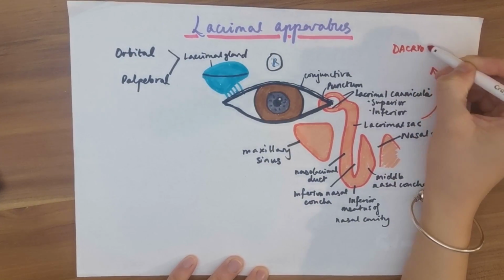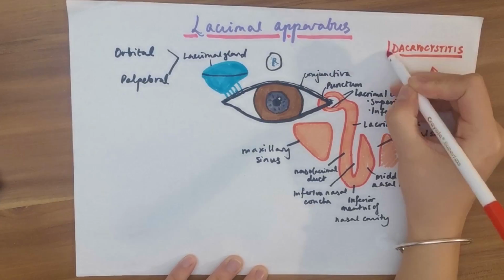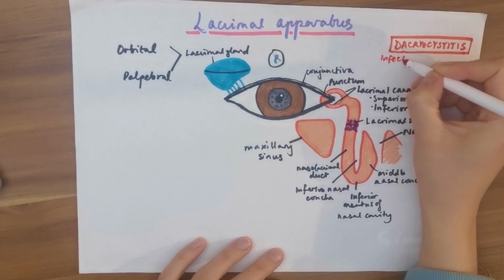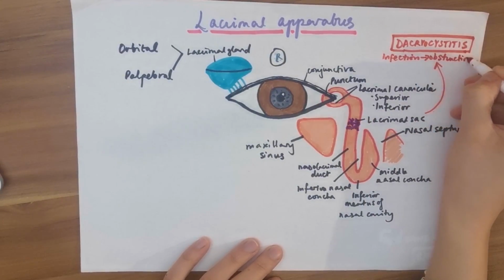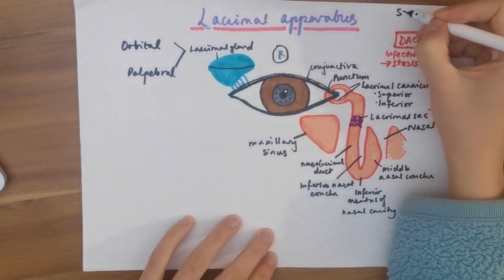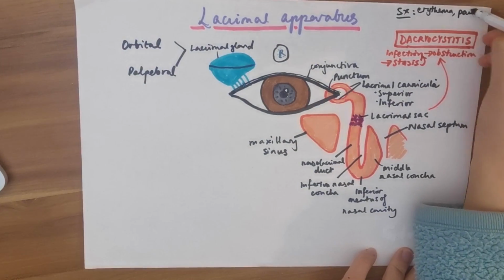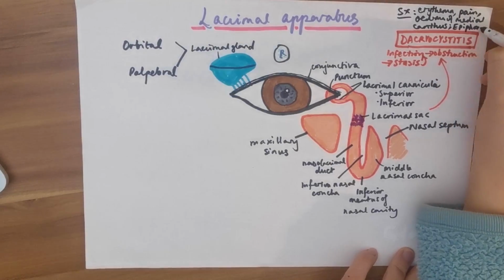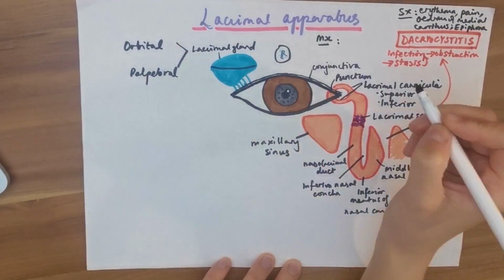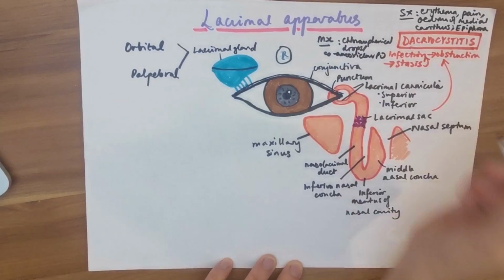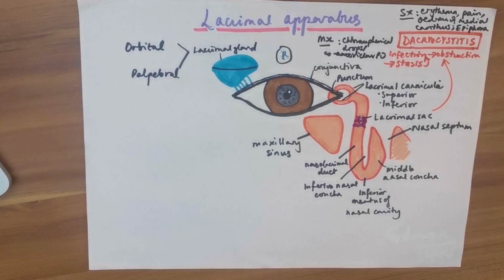So the last pathology I wanted to cover in this video is dacryocystitis, which is caused by an infection of the lacrimal sac, which obstructs the nasolacrimal duct, and that can cause stasis of the fluids and predispose you to more infection. So it presents with erythema, pain, and swelling of the medial canthus, and epiphora, which is excessive production of tears. So the management of this is chloramphenicol drops or co-amoxiclav tablets.